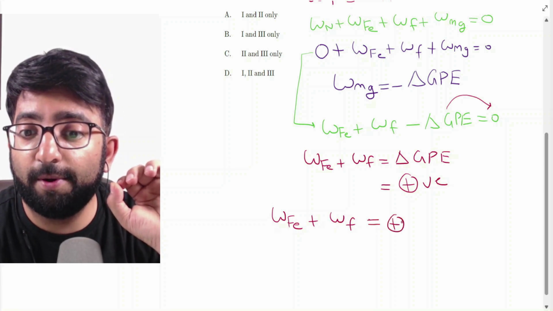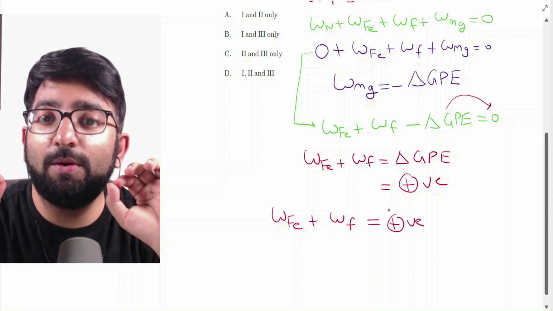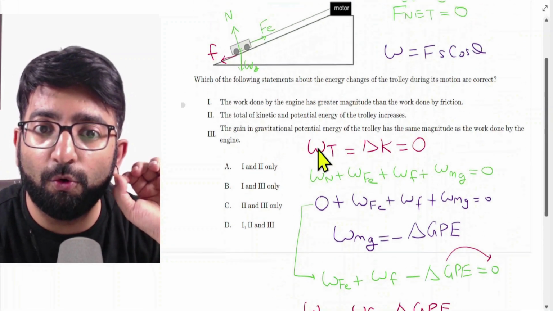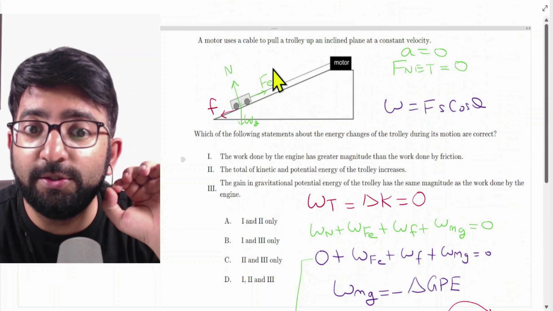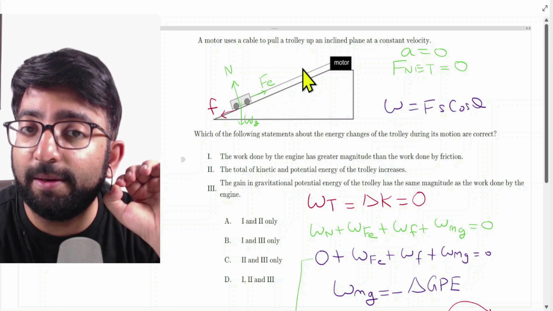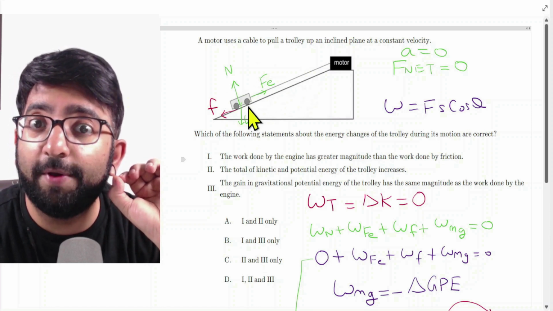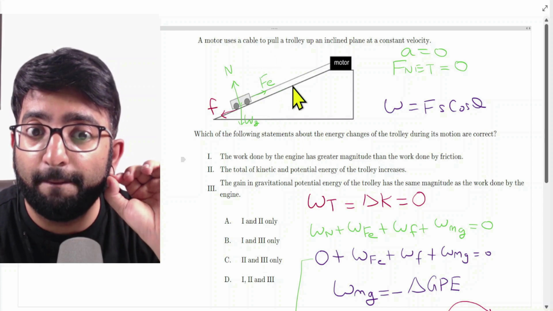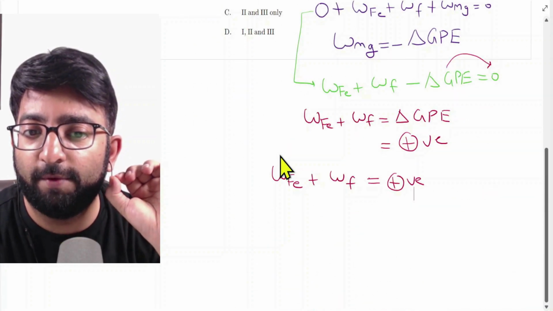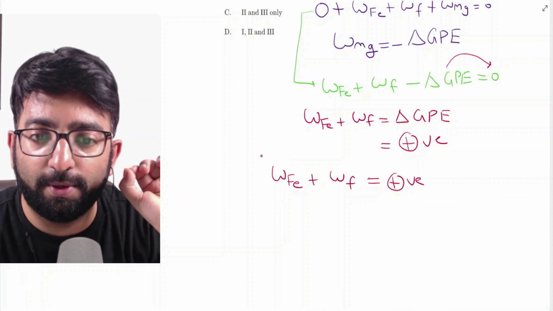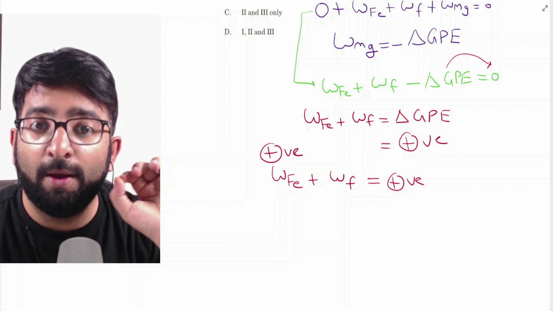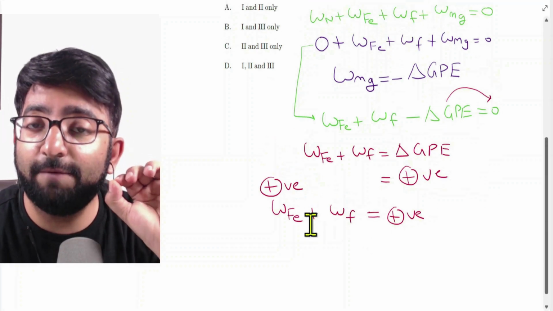Now, it is important for us to remember the sign of the different work done. So, if I go back to the question, the engine force is being acted up the incline. The trolley is also moving up the incline. So, the work done by the engine force will be positive. So, work done by the engine force, let me write this, will be positive. On the other hand, work done by friction will be negative.